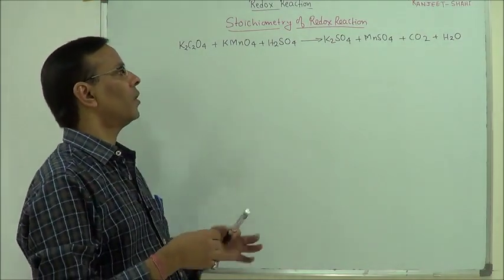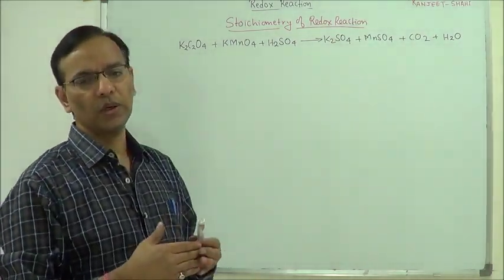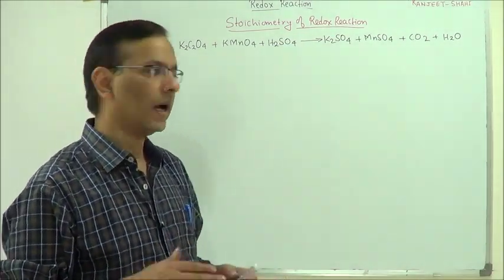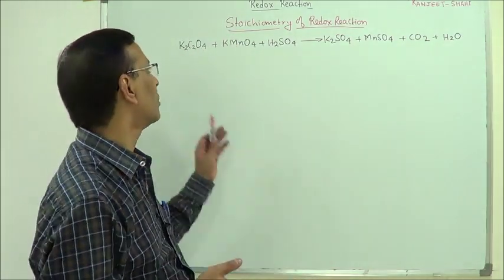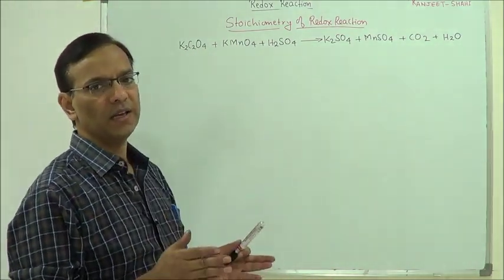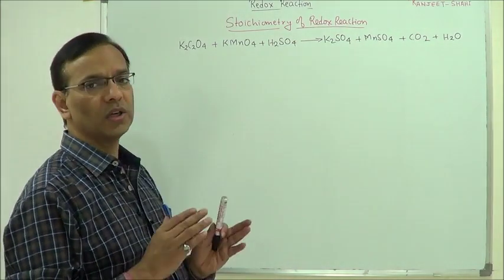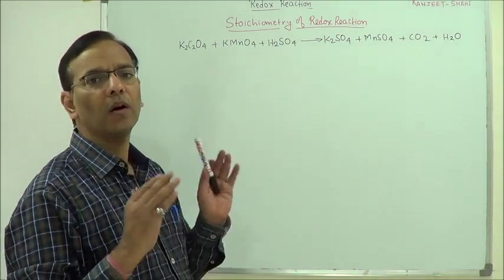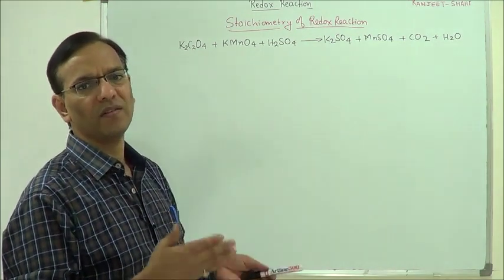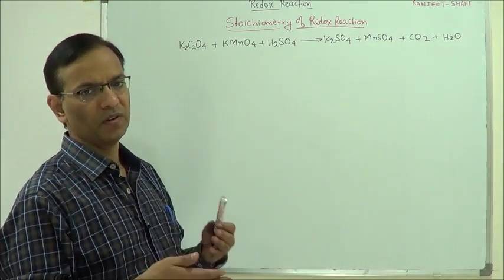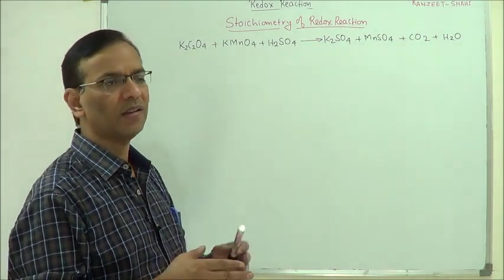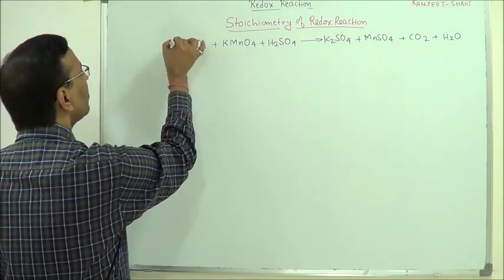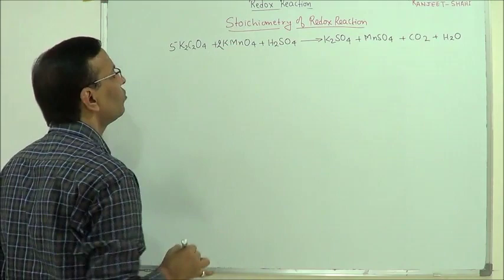In stoichiometry of redox reaction, we are going to talk about the relationship between the amounts of oxidizing and reducing agent. So here we have potassium permanganate as oxidizing agent and potassium oxalate as reducing agent. How are their amounts related? One obvious way is to balance this redox reaction. We discussed in the previous lecture a shortcut method of balancing, and if we apply that shortcut method, we find that the coefficient here comes out to be 5 and here it is 2.